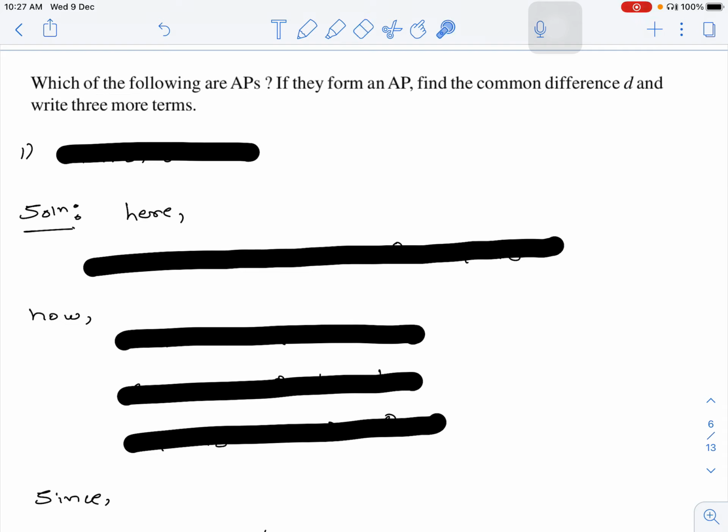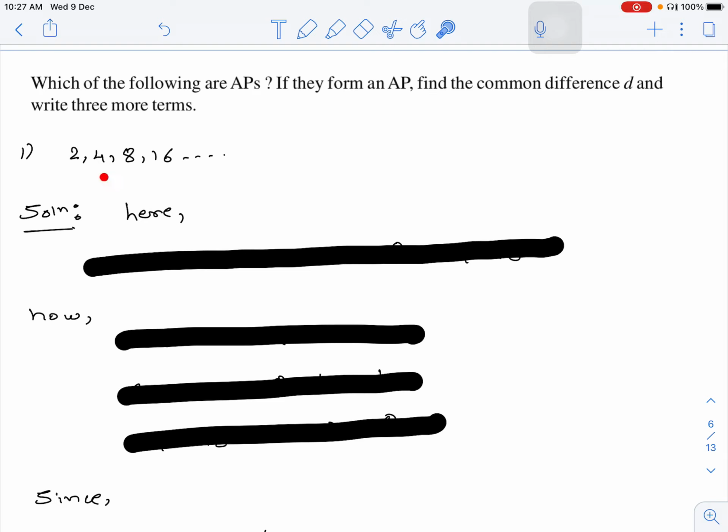So now the question is given as: which of the following are APs, that is, arithmetic progressions? If they form an AP, then find the common difference D and write three more terms. So now let us see our first example. Here we are given a list of numbers, or we can say a sequence of numbers.